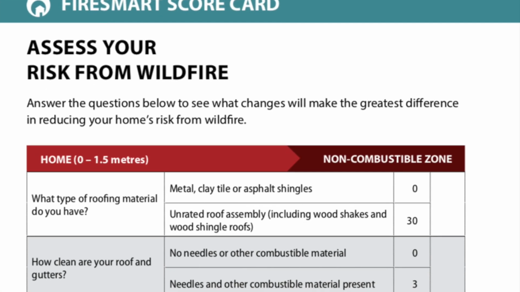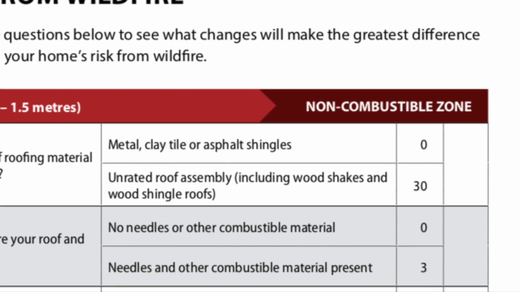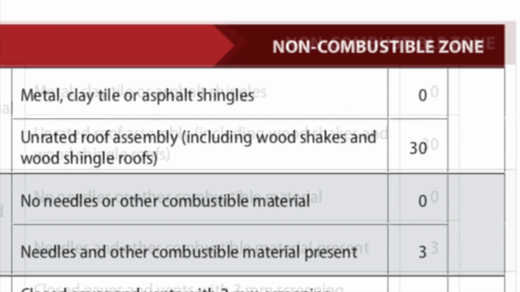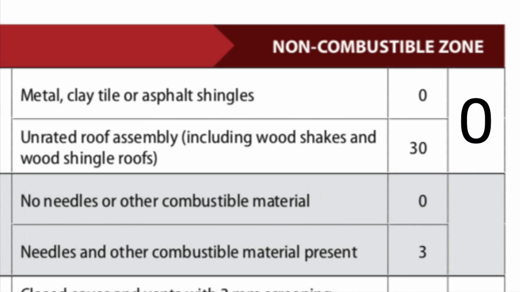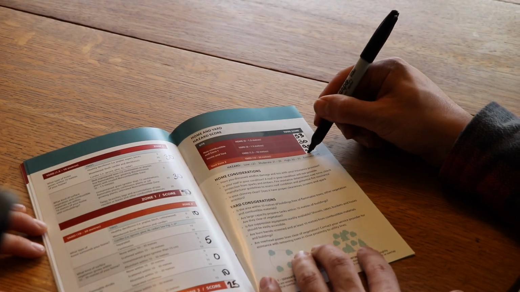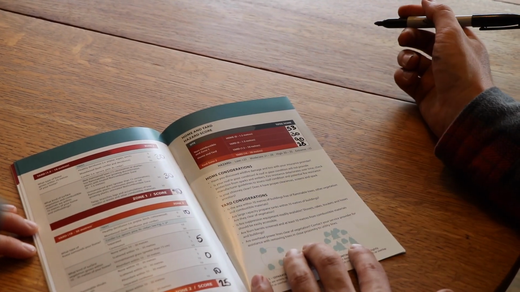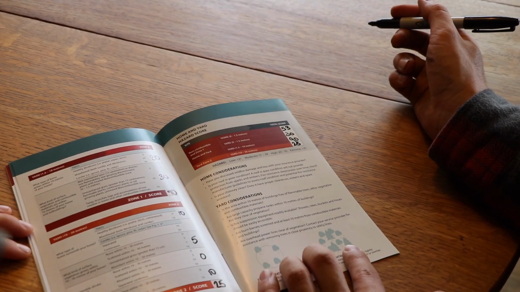For example, when answering the question of the type of roofing material your home has, you would mark yourself a score of 0 if it has a fire-rated material such as metal, clay, or asphalt. If your home is comprised of unrated wood shakes, you would then give yourself a score of 30 points. Once you have worked your way through each question, tally your score and compare it to the hazard level rating found at the end of the worksheet.